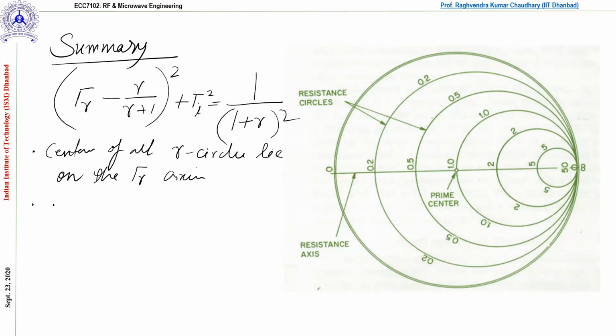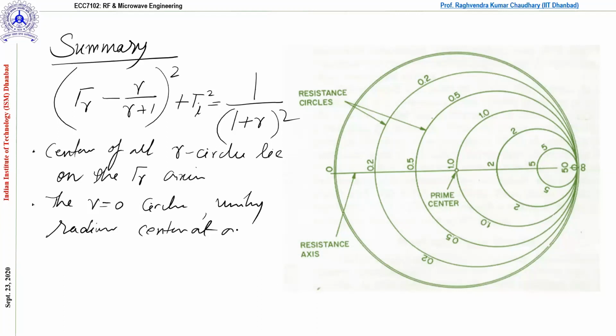Second thing was the R equal to 0 circle means unity radius and center at origin. Fine. And third point was the R circles become progressively small as R increases from 0 to infinity. Fine, because the radius was 1 upon 1 plus R, correct?